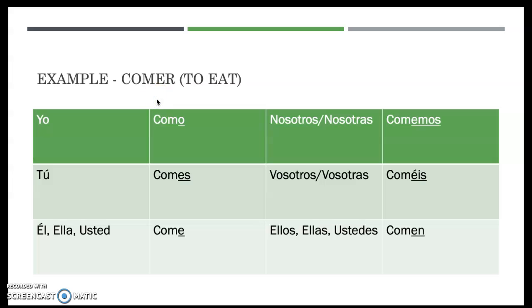Now we'll add the ER verb endings: como, comes, come, comemos, coméis, comen. By adding the endings, we have I eat, you eat, he, she, or you formal eat, he eats or she eats, and you formal eat. We eat, you all eat, ellos and ellas are they eat, and ustedes, you all eat.